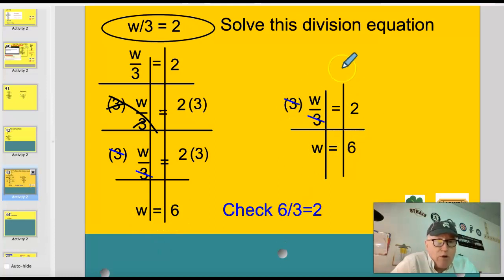Again, here's the shorter version. This is kind of the way I do the problem. I've got it rewritten, and I work right from the problem. I don't rewrite it each time. And I think that's totally acceptable. Check out your answer. 6 divided by 3 is 2.